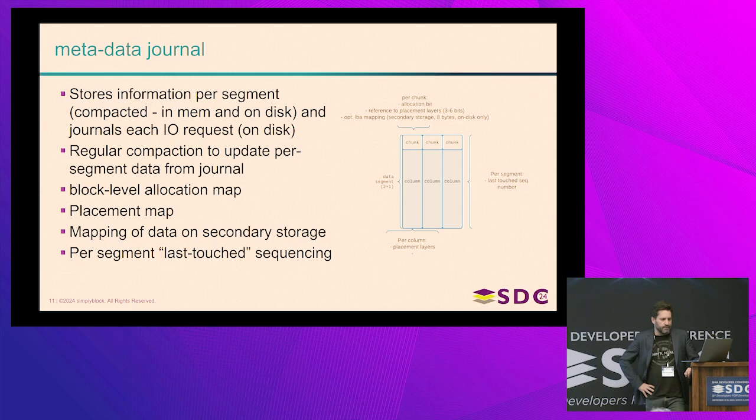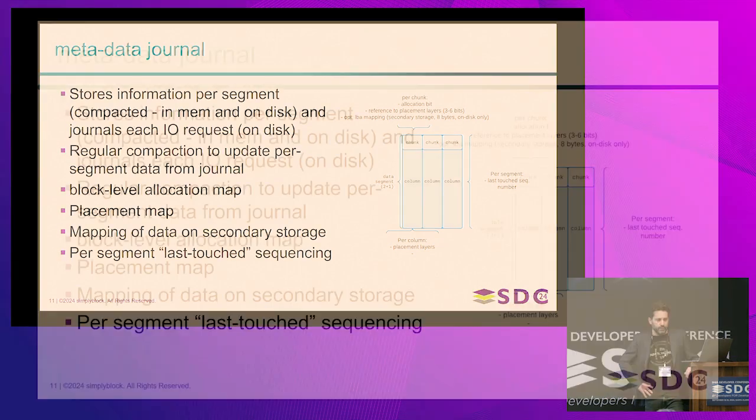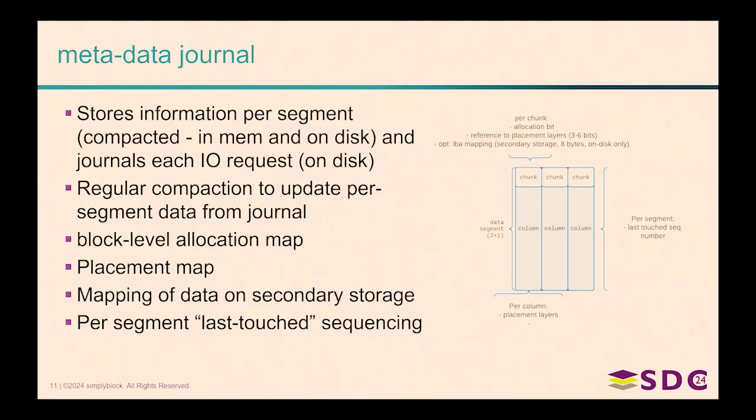We do have information like a location, block level allocation map there. We have the placement map stored. And also, for example, for disaster recovery, we have a map to the write-ahead log where we know which position on the secondary storage the block has. And then we do last touch sequencing for cache evacuation algorithm to basically know which storage can be tiered out to S3.